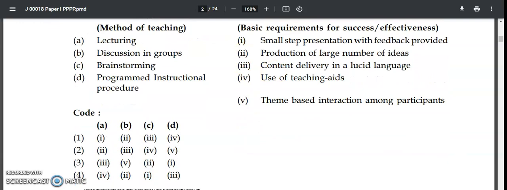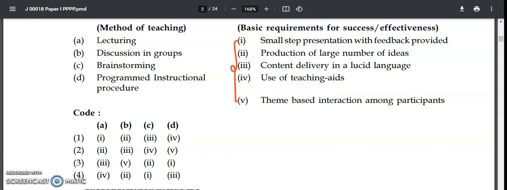Methods of teaching are given and basic requirements for success or effectiveness are given. So lecturing, discussion in groups, brainstorming, programmed instructional procedure. And here a total of 5 are given. Of course, this type of question we need to do a little bit conceptually, because in list 1 there are 4, in list 2 there are 5.